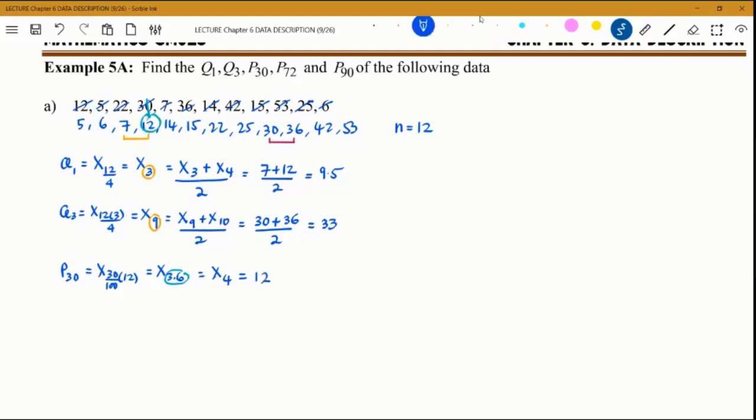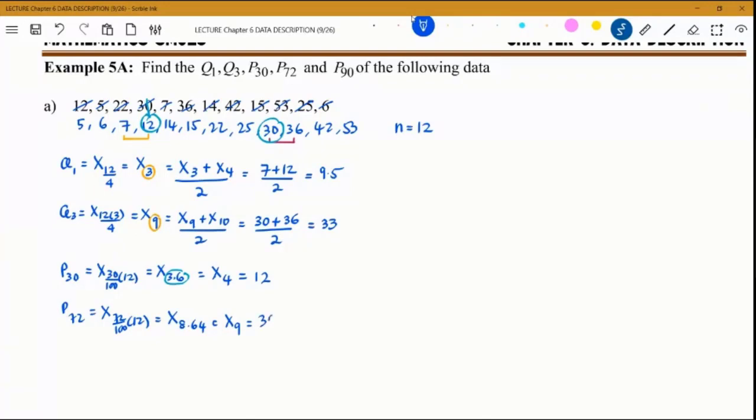Okay, and then P72. Observation 72 divided by 100 times 12. So kita akan dapat observation yang keberapa? Decimal ke integer? Decimal. Decimal dia berapa? 8.64. 8.64. So we round up. So we're gonna have observation yang ke-9. So observation yang ke-9 adalah 30, which is this one. Okay, so your P72 is 30.